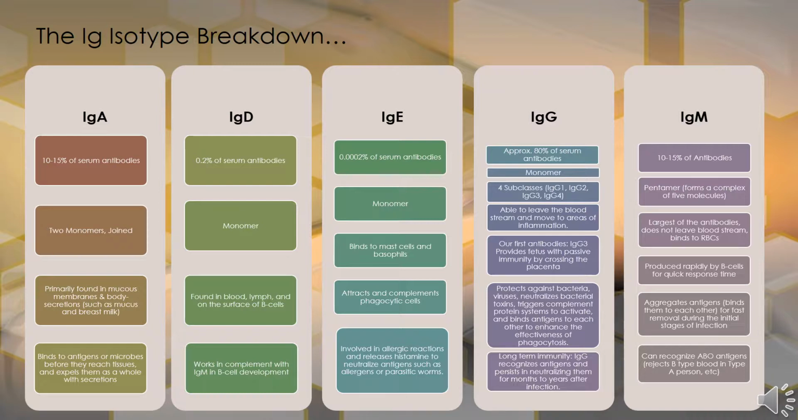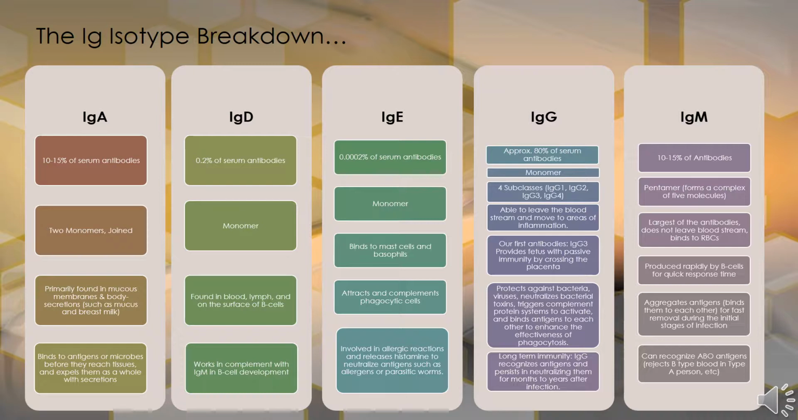IgG makes up approximately 80% of serum antibodies. It is also a monomer, and there are 4 subclasses, including IgG1, 2, 3, and 4. IgG is able to leave the bloodstream and move to areas of inflammation in the body. IgG is also one of our first antibodies. IgG3 specifically provides the fetus with passive immunity by crossing the placenta. This is the only antibody able to cross the placenta.